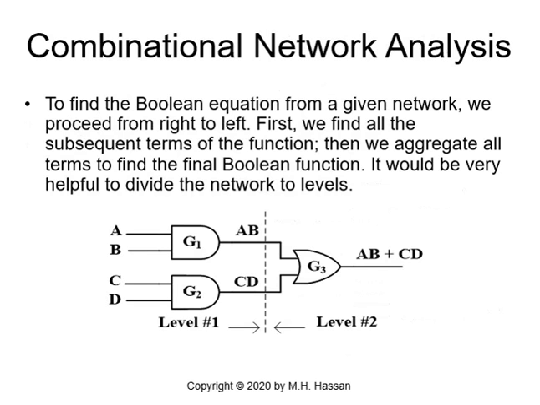Next slide, we'll talk about combinational network analysis. So we looked at synthesis, quite simple, by using gates. How to do analysis? If we are given a circuit, for instance, we would like to generate its truth table. It's called analysis by generating its truth table. So to find a Boolean function from a given network, it's a truth table. First, we find all the subsequent terms of the function. Then we aggregate all terms to find the function. It would be very helpful to define the network's levels.